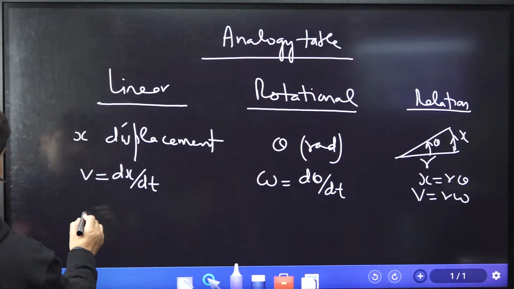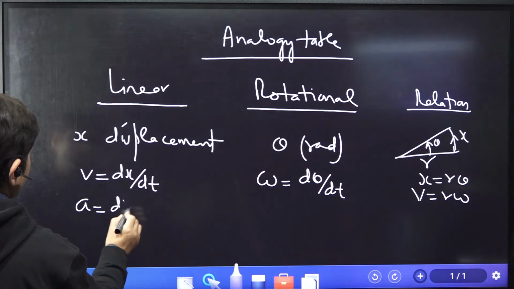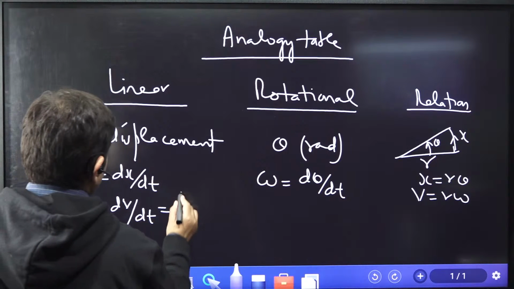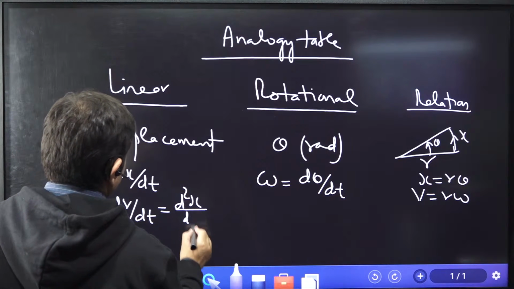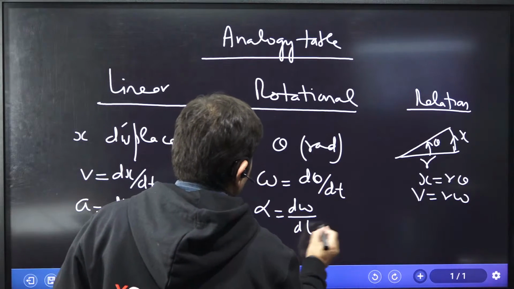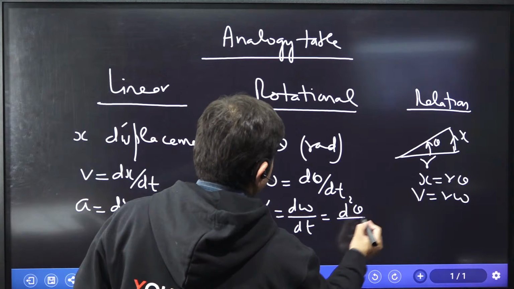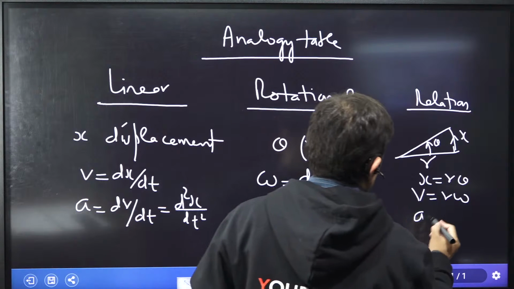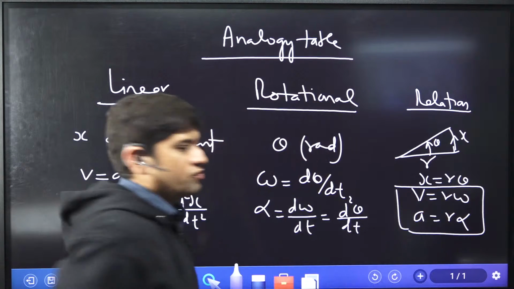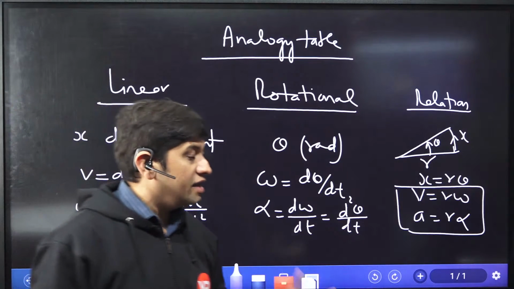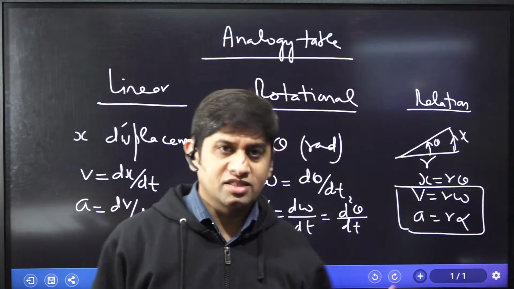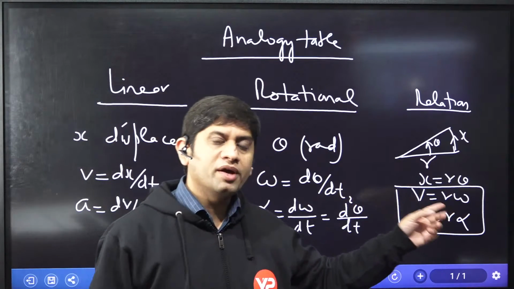Then we talk about acceleration, which is the rate of change of velocity, and it can also be written as d square x over dt square. Similarly, alpha is d omega over dt, and it can be written as the double differentiation of theta, and a is equal to r alpha. So these two are very, very important formulas: v is equal to r omega and a is equal to r alpha. Many questions have this particular concept. I will discuss it with you later on.